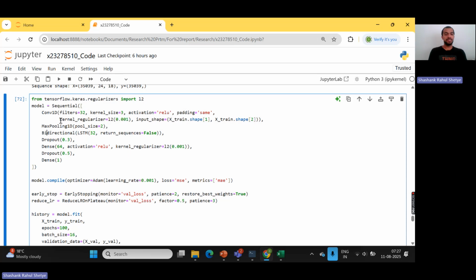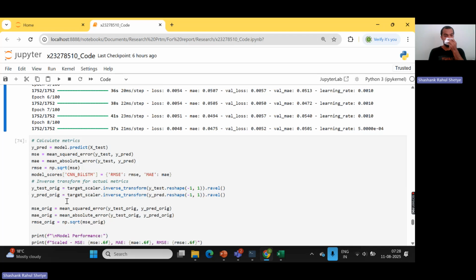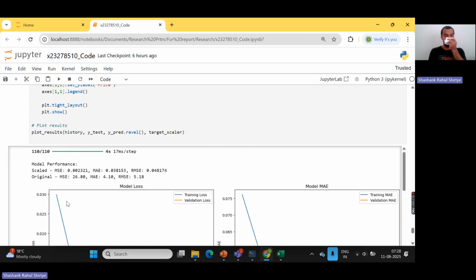My CNN-LSTM hybrid model includes one convolution layer and one LSTM layer with 32 filters each, and I have used the Adam optimizer. Here also the model was overfitted, so I tried to increase the dropout, set the learning rate to 0.001, add early stopping and reduce the batch size to 16, before I set it to 64. After performing this, I got an MAE of 4.10 and RMSE of 5.18.